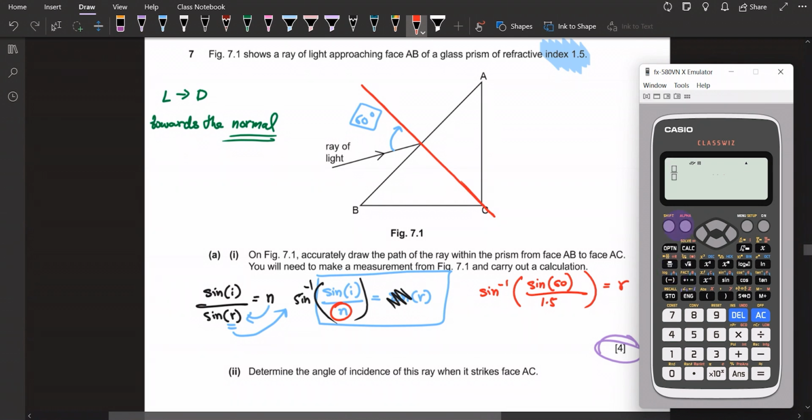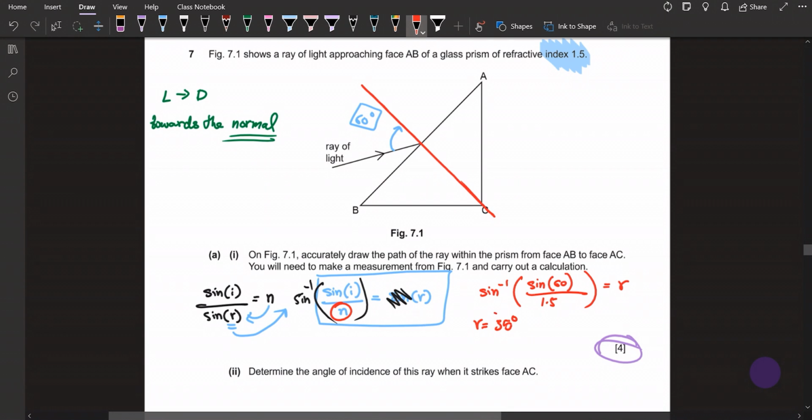And by using our calculator, we can find our answer. So it's going to be sine 60 divided by 1.5, which is going to give us our answer as 35. So our refracted ray is going to go 35 degrees away from the normal. So it's going to be like this, and it's going to hit the boundary of AC, and this angle is 35 degrees. We get 4 marks for this.